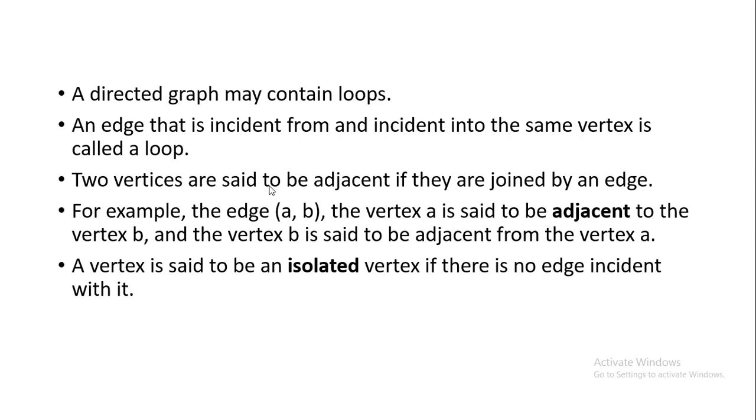A vertex is said to be an isolated vertex if there is no edge incident with it. That vertex is called an isolated vertex because there is no edge connected with that vertex.